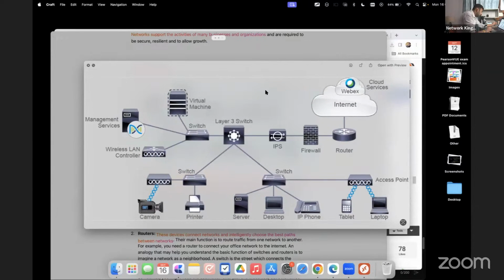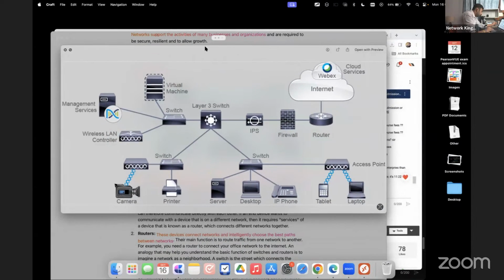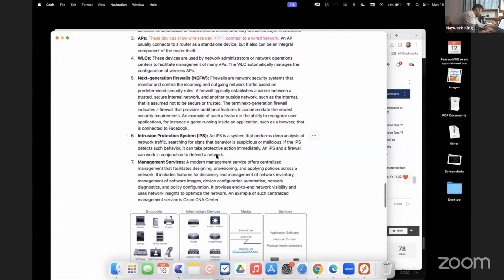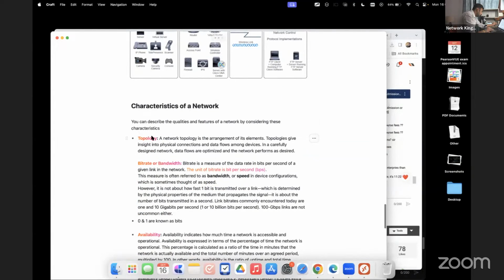We call this diagram, in networking we call this topology. Okay, so what are the characteristics of a network? The first is network topology. A network engineer has to understand network topologies. Okay, what is the design, what is the flow, all these things.